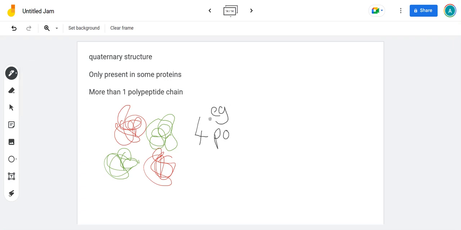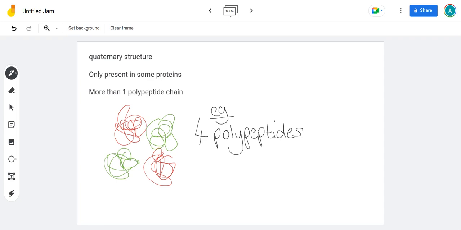So this is just an example. This one's made of four polypeptides to form one protein. All right, so that's one protein made of four polypeptides. And an example of that is hemoglobin, the oxygen carrying molecule that we get in our red blood cells. That's an example of a protein that's got a quaternary structure with four subunits.